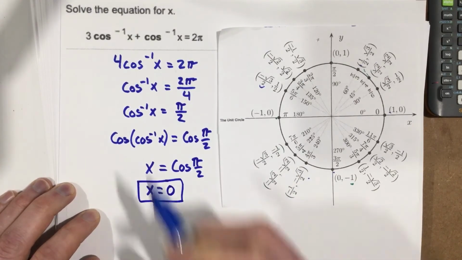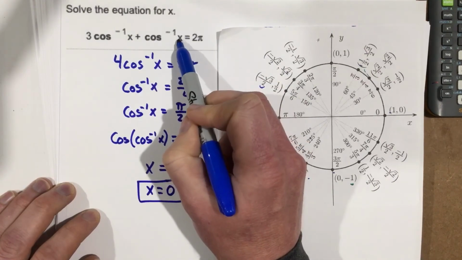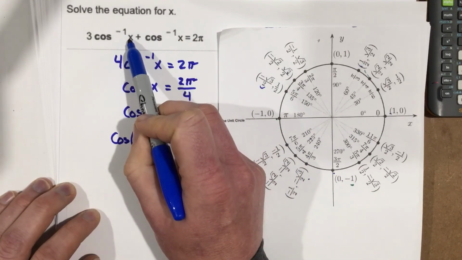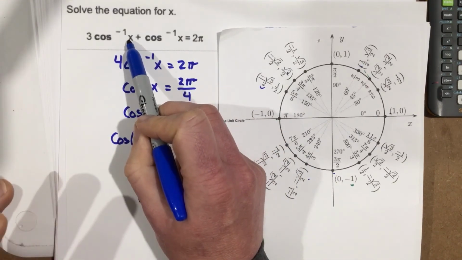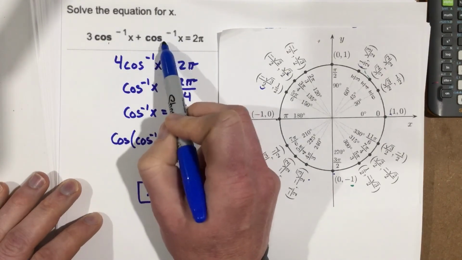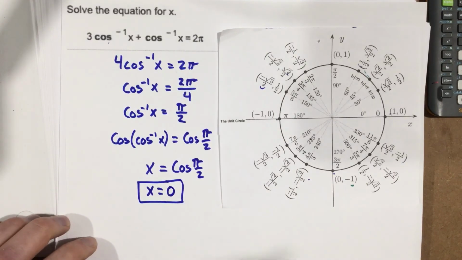0. So if I have cosine inverse of 0, obviously cosine inverse of 0 is going to be pi over 2. So we end up with 3 pi over 2 plus pi over 2, which gives you the 2 pi for your answer. So x equals 0 is the solution to this problem.